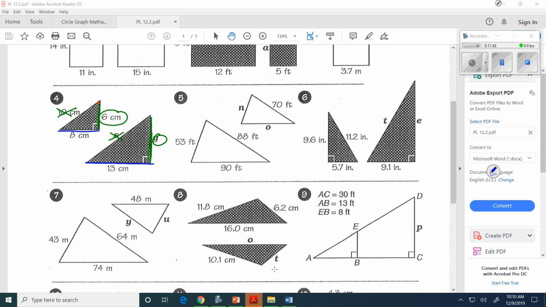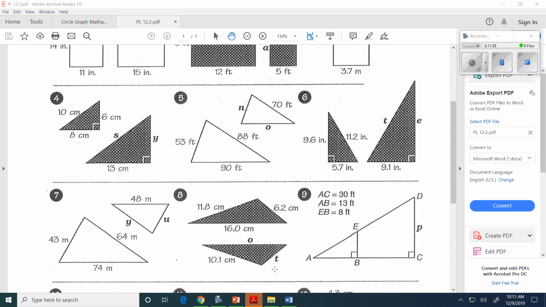We could do large triangle. We could do y to 13. And then we could do 6 to 8. And then when you do your 13 times 6 and then divide by 8, you will find that answer.